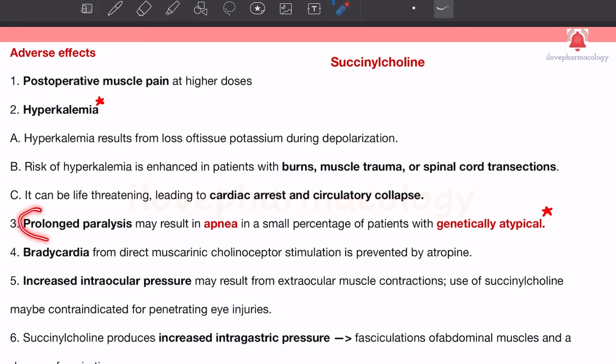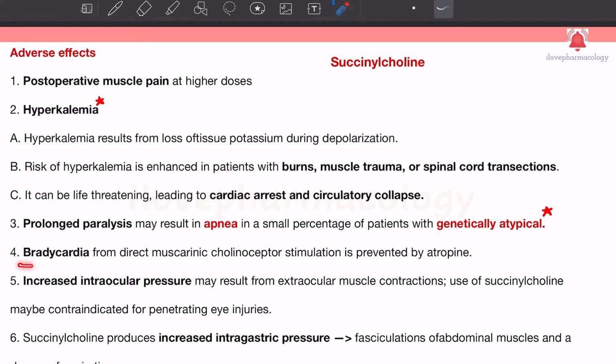So it can lead to prolonged paralysis, which results in succinylcholine apnea. This occurs in a smaller percentage of individuals, 1 in 3,000, if they have a genetically atypical pseudocholinesterase. Individuals who have atypical or abnormal pseudocholinesterase will not be able to hydrolyze the succinylcholine. Thereby, it prolongs the duration of action. So in such individuals with atypical pseudocholinesterase, there will be prolonged paralysis which leads to apnea. So there will be on and off breathing, and also there will be difficulty in sleeping.